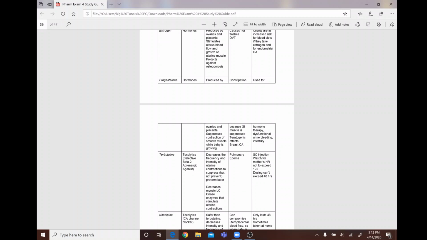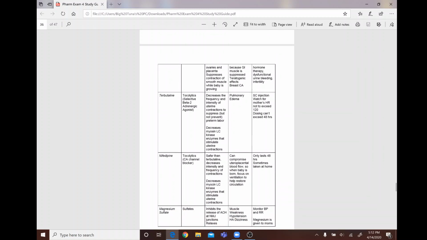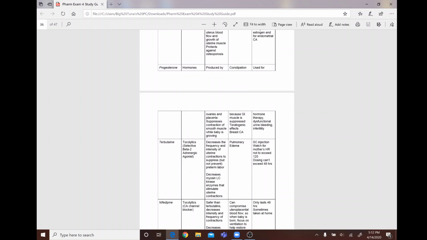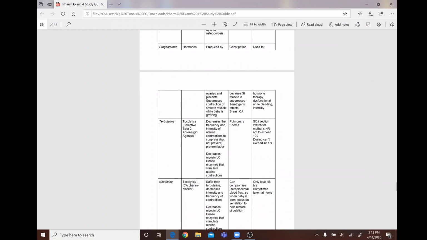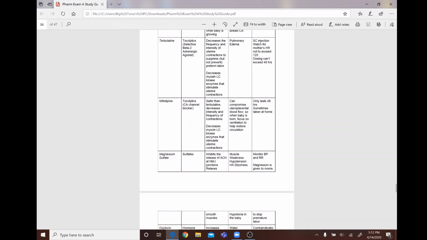Progesterone is a hormone. It's produced by the ovaries and placenta. It suppresses contraction of smooth muscle while the baby is growing. It can cause constipation, teratogenic effects, and breast cancer. It's used for hormone therapy, dysfunctional uterine bleeding, and infertility.